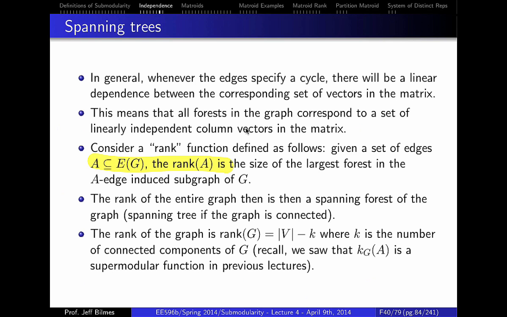Now, one thing to note right away is that if we take subsets, notice that this function, remember we're taking a constant minus k, where k is really the number of connected components. And remember, that's a supermodular function, so we're taking a constant minus a supermodular function. That's going to give us a submodular function. So the rank function from this graph is going to be a submodular function.